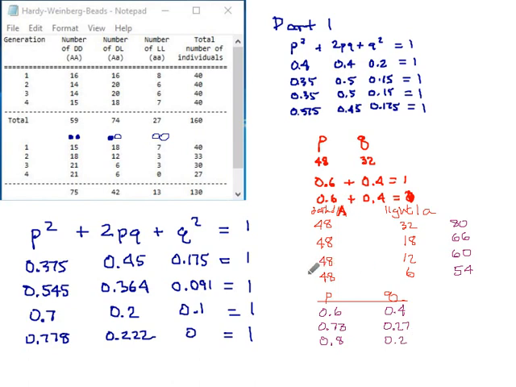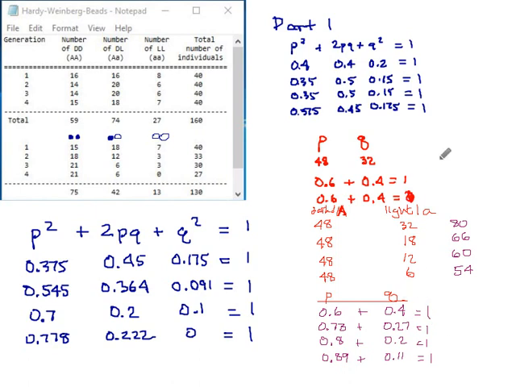And in this last generation, we have 48 out of 54, which is 0.888888. I'll say it's 0.89. And then we have 6 out of 54, which is 0.11111. So, if we add those up, 0.6 and 0.4 makes 1, 0.73 and 0.27 makes 1, 0.8 and 0.2 makes 1, and 0.89 plus 0.11 makes 1. So, hooray, that part is working.